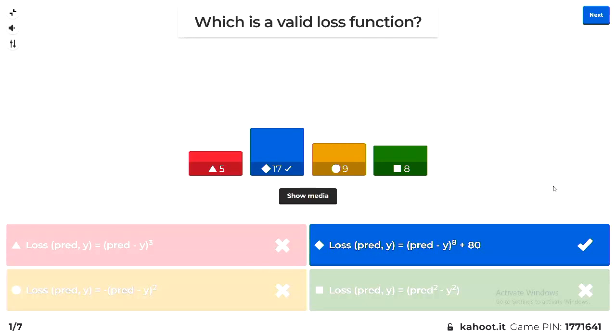The short answer to that is, if you're going to raise this difference to a power, it needs to be even, is the short takeaway from that. And adding numbers to it means nothing. If we add 80 to it, the minima is still the minima. It doesn't need to go to 0. It doesn't need to do anything.